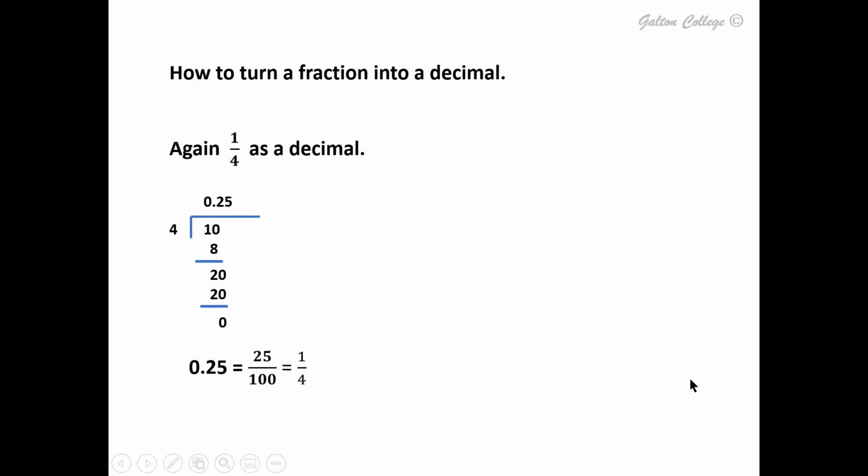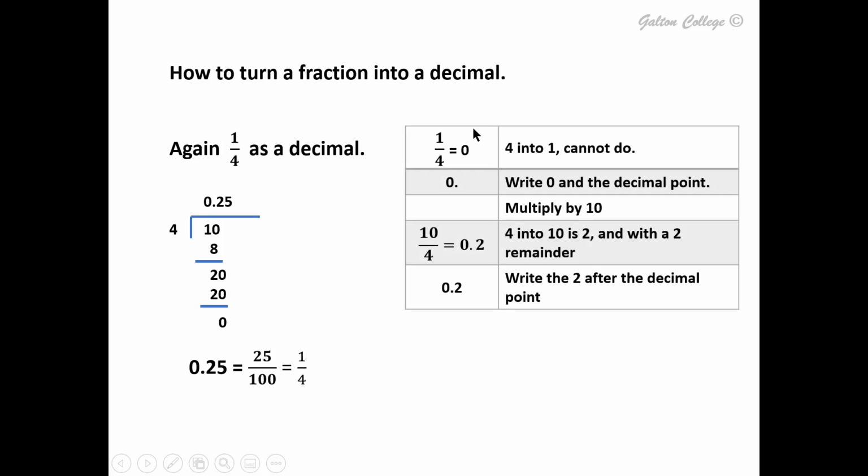0.25 is equal to 25 over 100. Divide the numerator by 25, you get 1. Divide the denominator by 25 and you get 4. So 0.25 is the same as 25 over 100, which is the same as 1 over 4. And that's how we've worked it out. That's a little table like I did before to show you how to get it. You can come back and look at that later if you want to. So wind back the video if you want to have a look later.